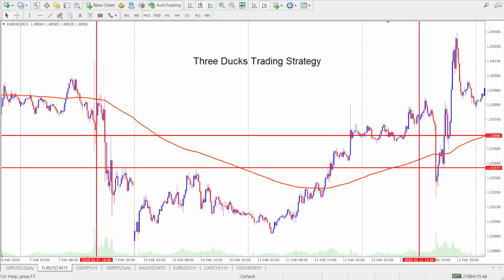So now, even though the 3 dock strategy is straightforward, traders can still make mistakes. So here are a few things to watch out for. The first is forcing trades when time frames do not align. If even one time frame disagrees with the others, stay out of the trade. Okay? Ignoring market conditions is another mistake. This strategy works best in trending markets, so avoid using it when the market is ranging or consolidating.